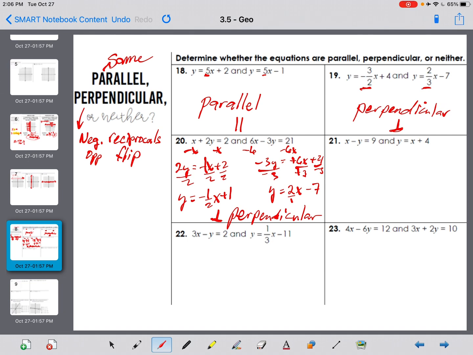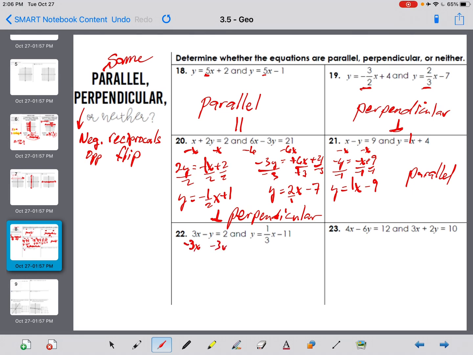All right. The second equation here in 21 is already in slope-intercept form, so we just have to move the x, and then we're going to divide by 1. That's negative on everybody, so y equals x minus 9. They have a slope of 1 each. That's the same, so those are parallel.